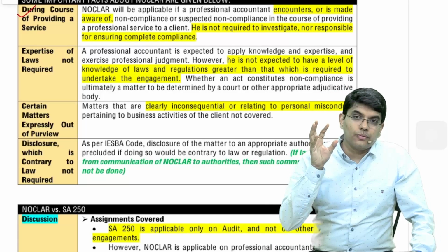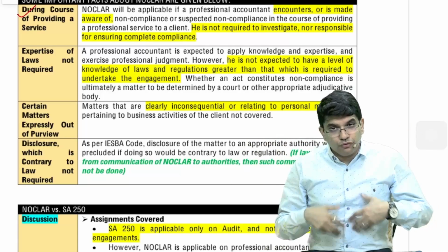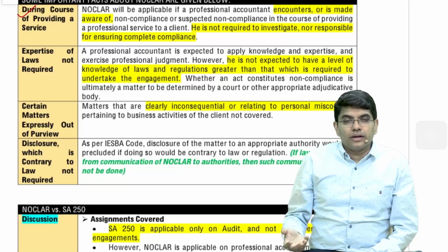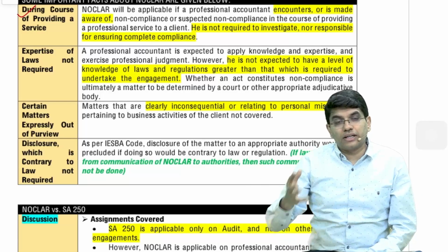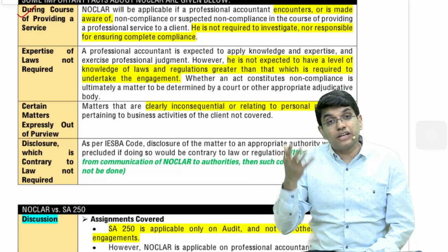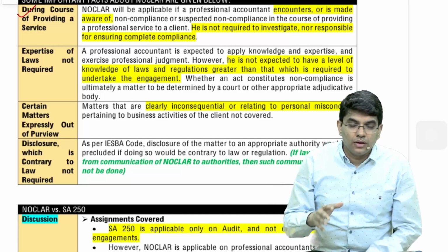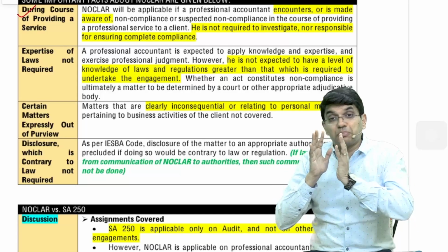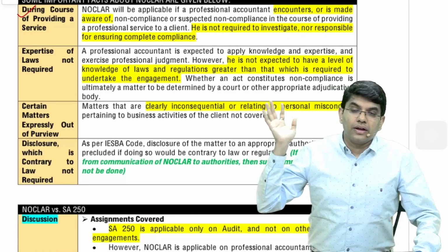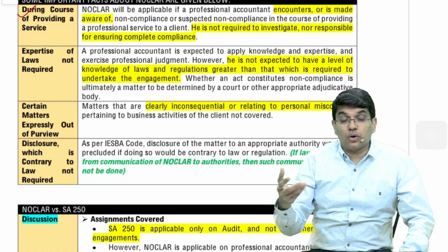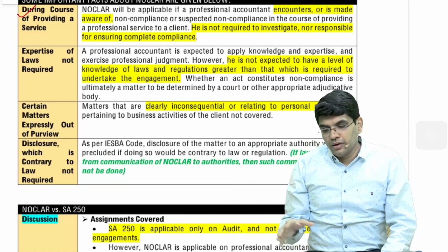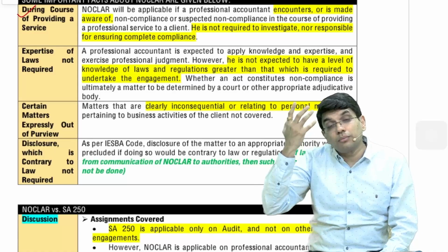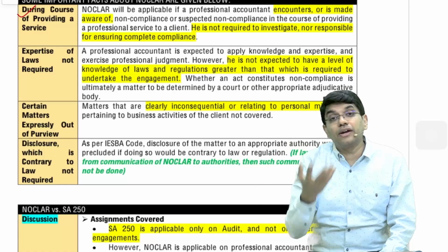So, when we are doing our professional work, either towards client or towards our employer, during that course of professional activity, when you come across non-compliance, then you have to follow NOCLAR. It doesn't say that you have to do a separate assignment of ensuring compliance with law, rules or regulation, or a separate investigation. No. When you are doing your regular professional work for your client or for your employer, and during that time when you come across non-compliance, NOCLAR will guide you.